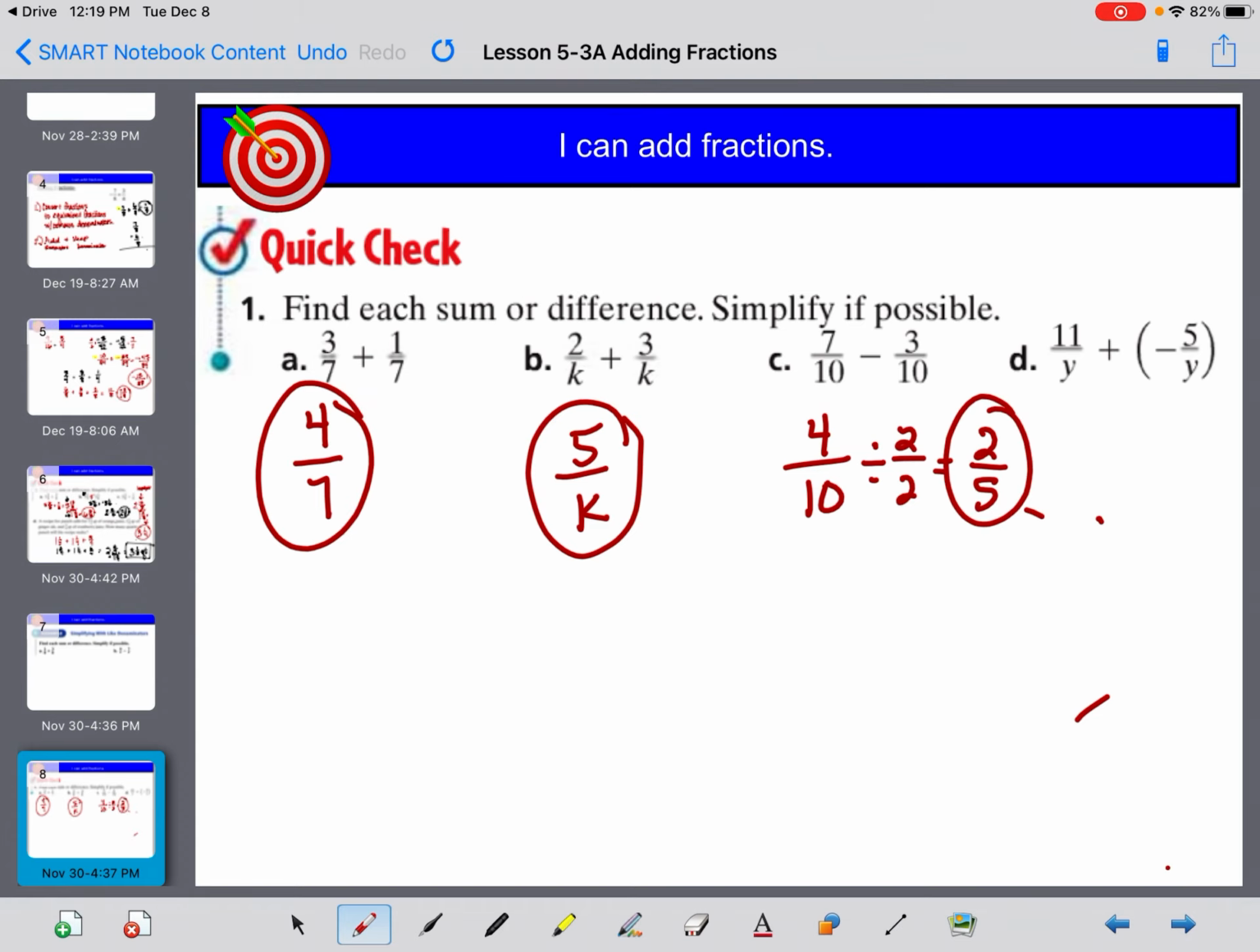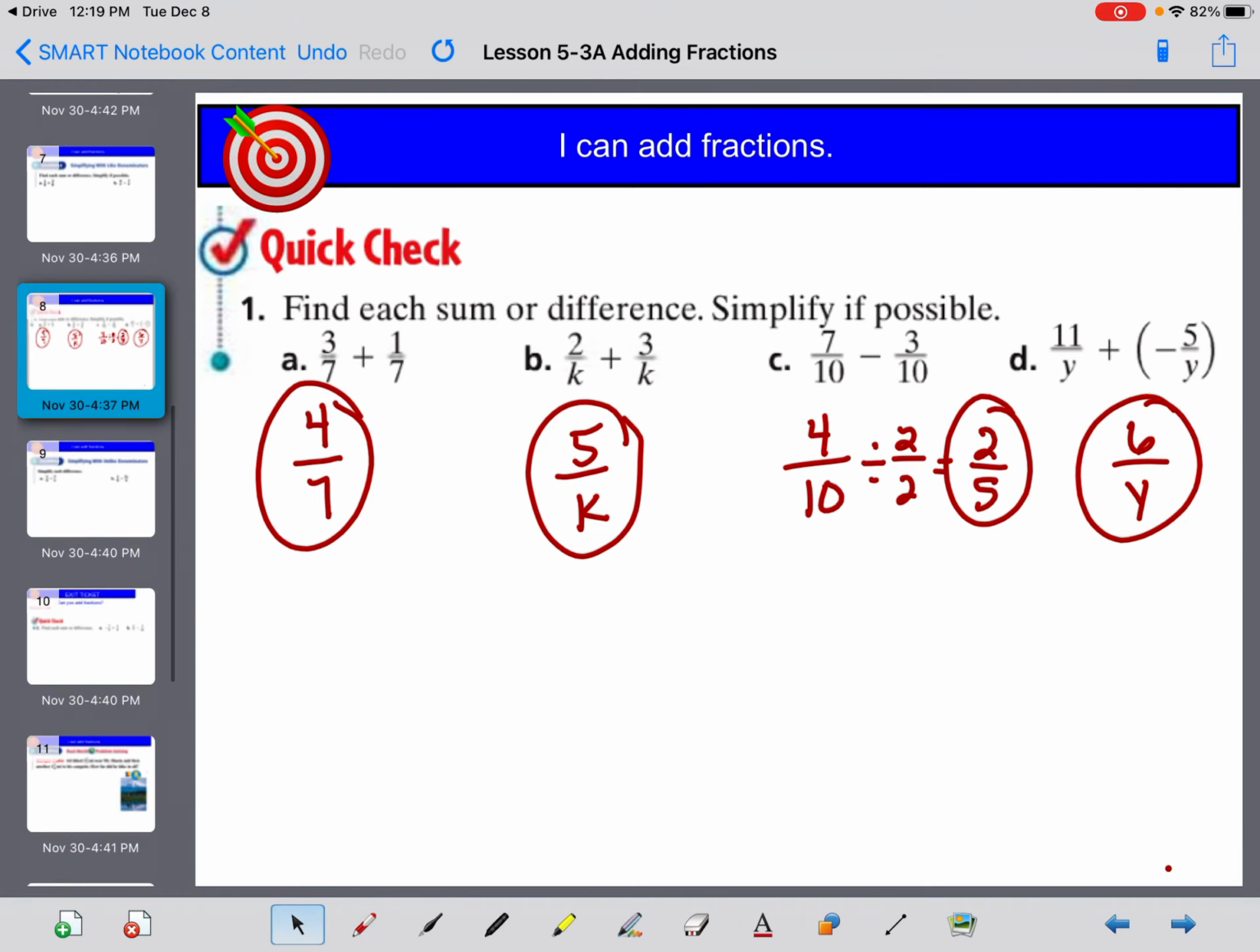Lastly, 11 over y plus negative 5 over y. The rules are to subtract and give the sign of the bigger number. And I get 6 over y. Okay?